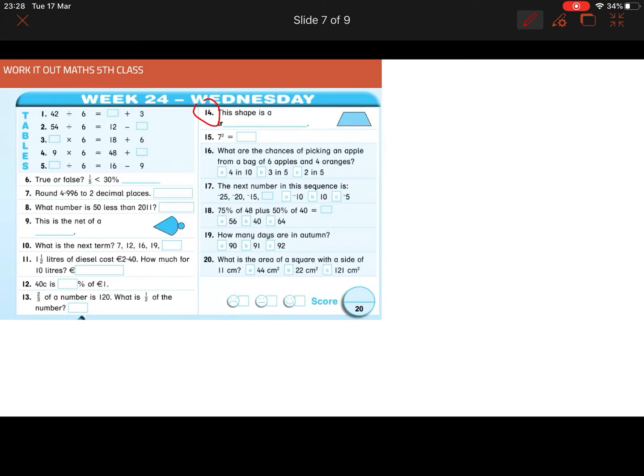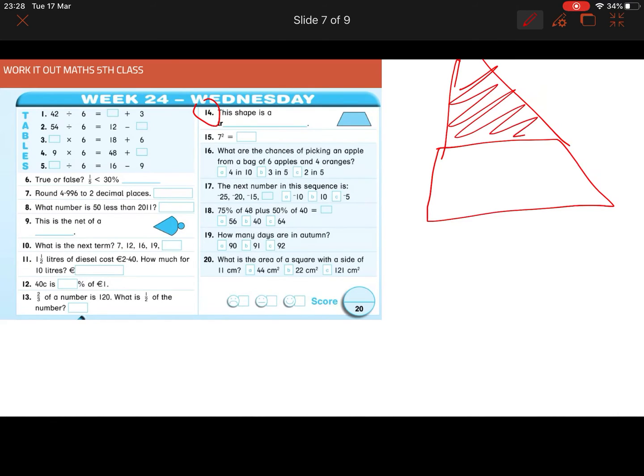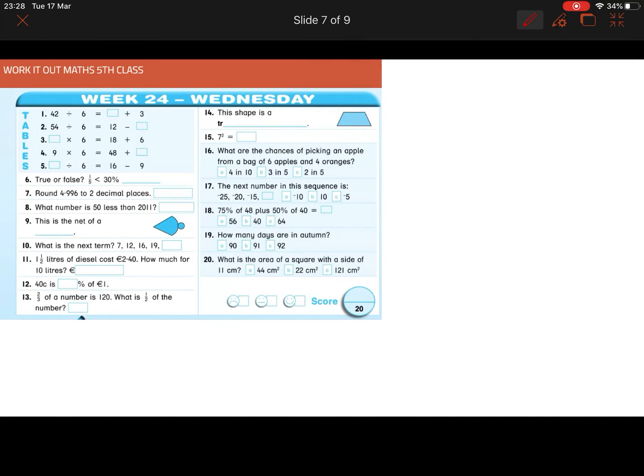Number 13. It's a triangle with its head chopped off. I hope you remember what it's called. I'll give you another clue. Trap something. We'll look at number 18. And then I'm going to let you see if you can figure out the rest yourself.